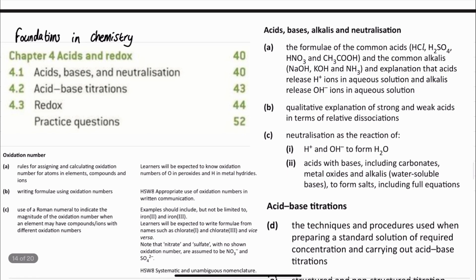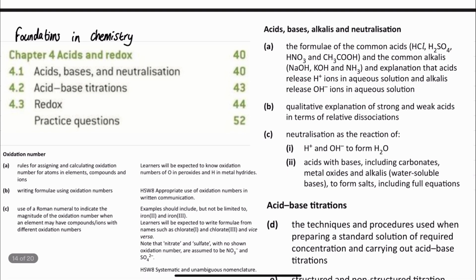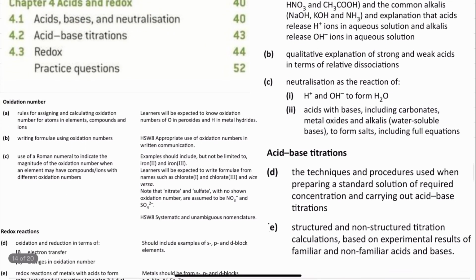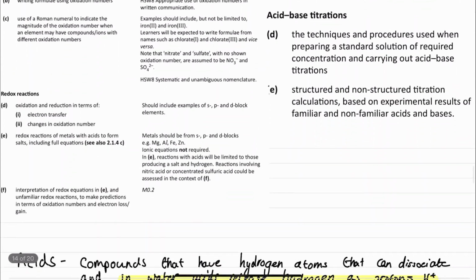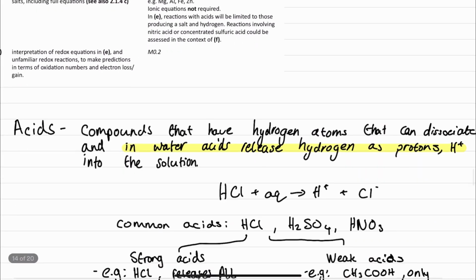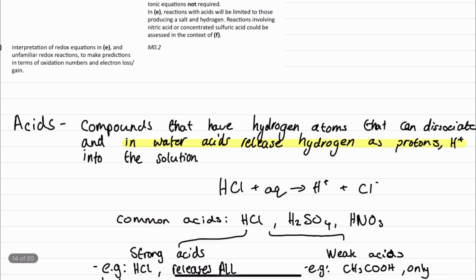This video will cover chapter 4 of the OCR chemistry specification. We'll cover all the points presented here. So, the first main definition that you must know for this chapter is acids.